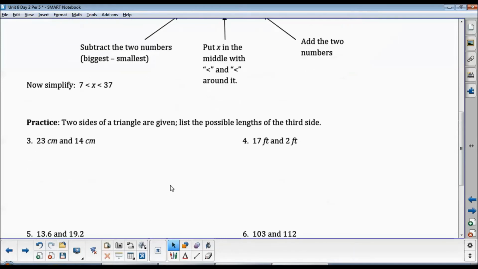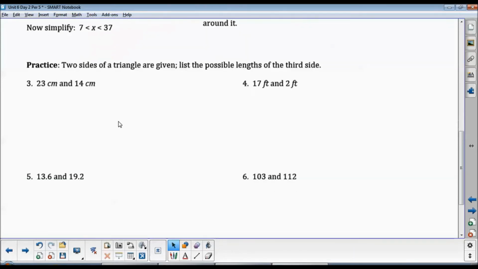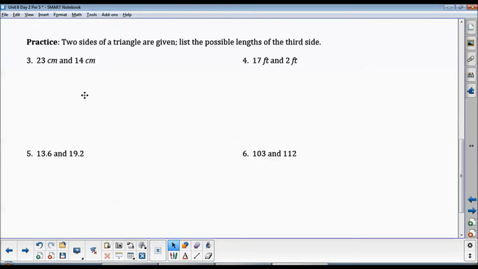So here are a few practice problems. You're given two sides of a triangle, and you need to list the possible lengths of the third side. So we start off with 23 centimeters and 14 centimeters. So we're going to start off by putting an X and putting little less than signs on either side. And then the two sides that we know, we're going to subtract them and we're going to add them. So again, use some common sense. Should it be 23 minus 14 or 14 minus 23? It's always going to be the larger number minus the smaller number. So we're going to do 23 minus 14. And it has to be smaller than the sum, so we're going to do 23 plus 14.